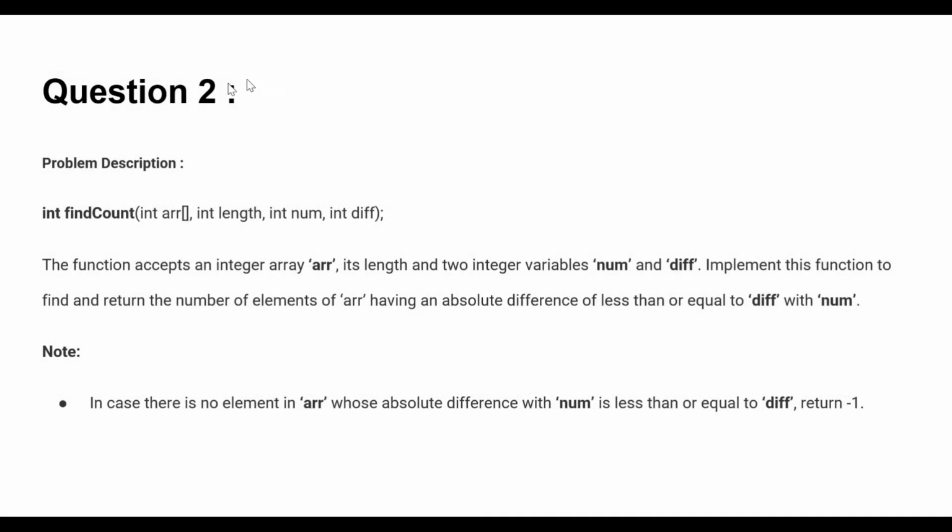Okay, so now we'll see the second problem statement, that is find count. This function accepts an integer array, its length, and then two integers, number and difference. So implement the function to find and return the number of elements of array having the absolute difference less than or equal to the difference variable.